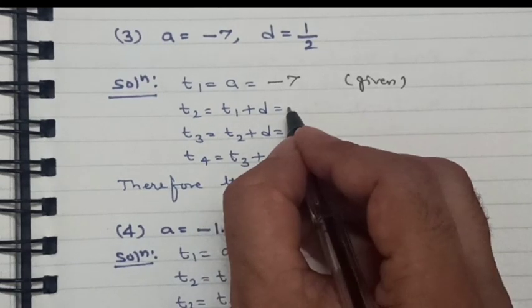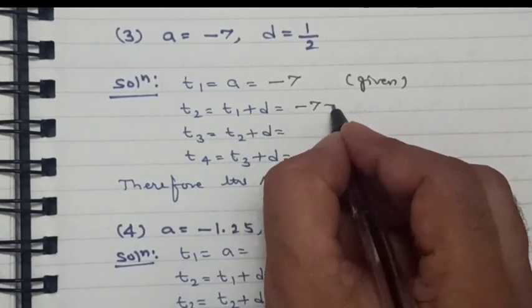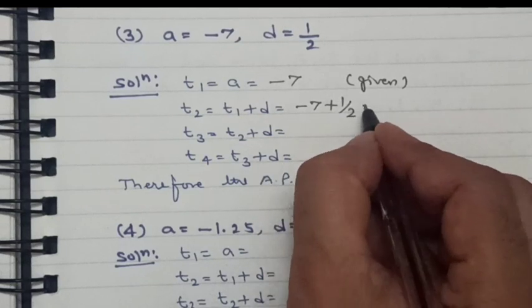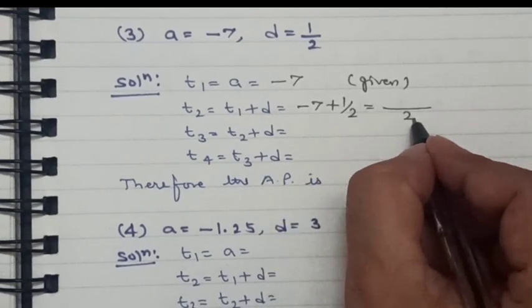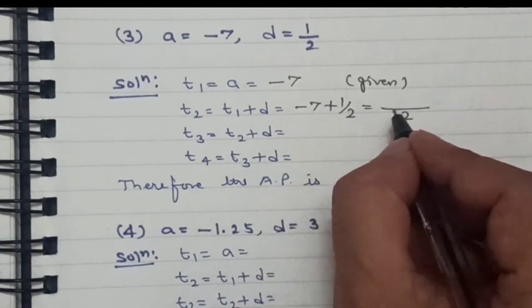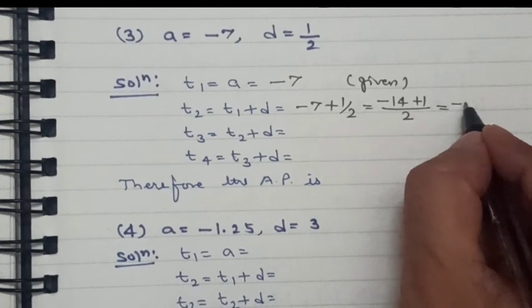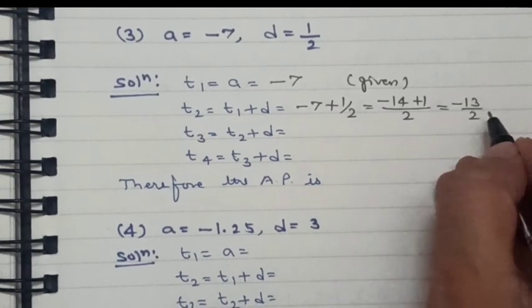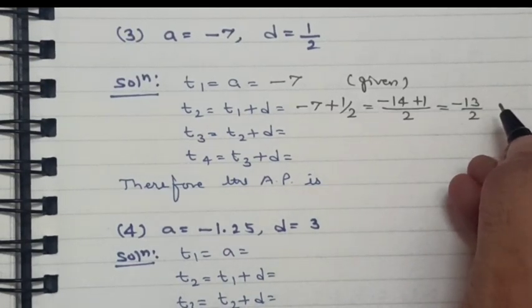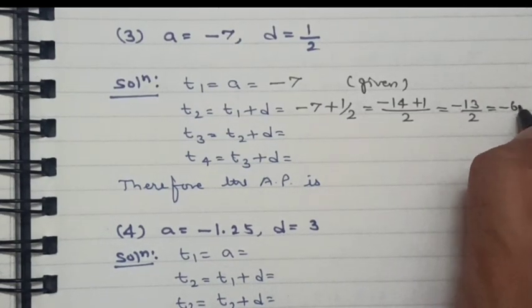So your T2 is T1 plus D. T1 is minus 7 and D is half. So your LCM is 2. When you multiply here, you will get minus 14 and then plus 1, which will give you minus 13 upon 2. This, when you simplify, you will get minus 6.5.